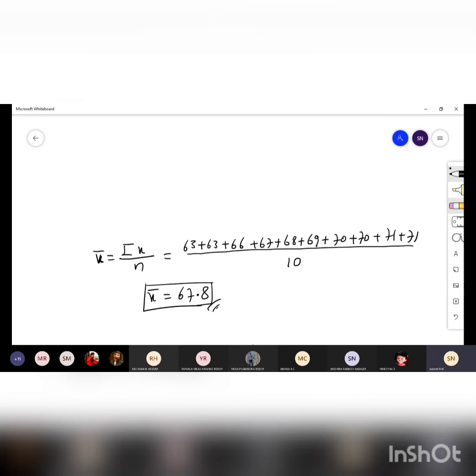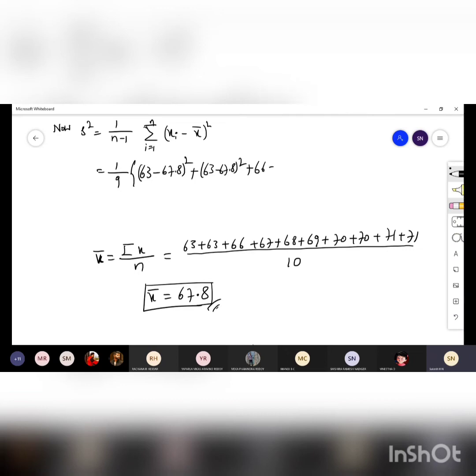Then s square is equal to 1 divided by n minus 1 into summation xi minus x bar whole square, where i is equal to 1 to n. So 1 divided by n minus 1 means 1 by 9 we will get. Open the flower bracket. xi is 63 minus x bar is 67.8 whole square. This is the first term. Second term also 63 minus 67.8 whole square. Third term is 66 minus 67.8 whole square.